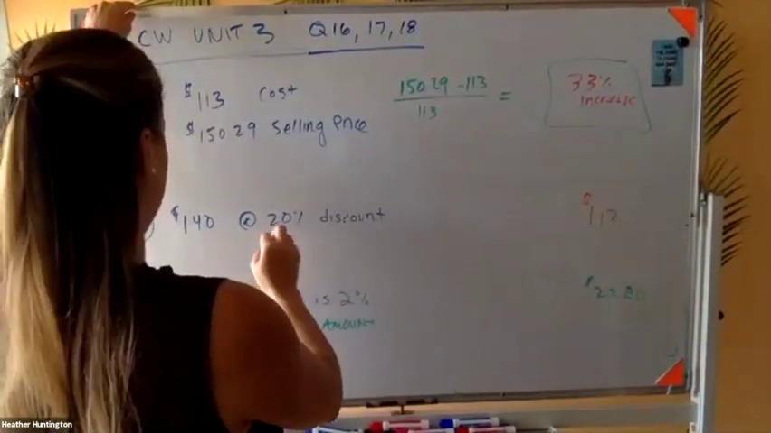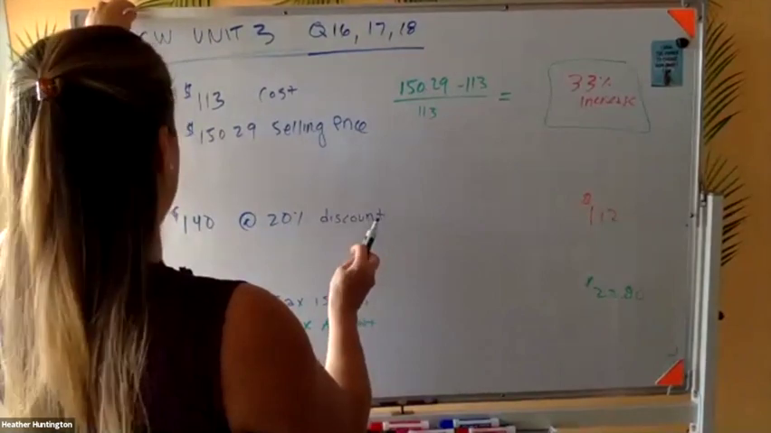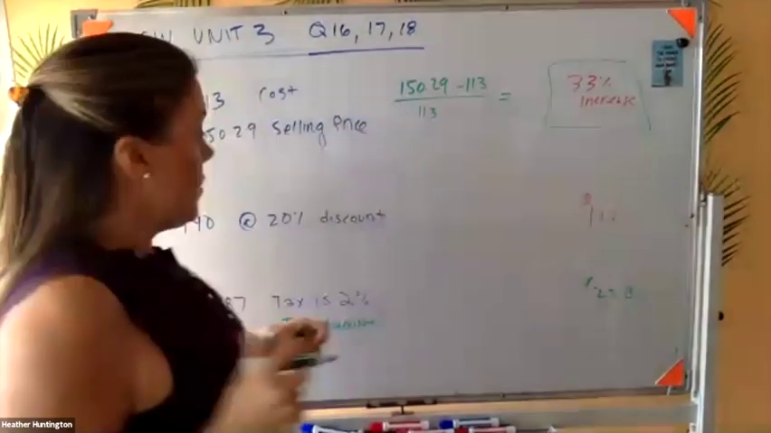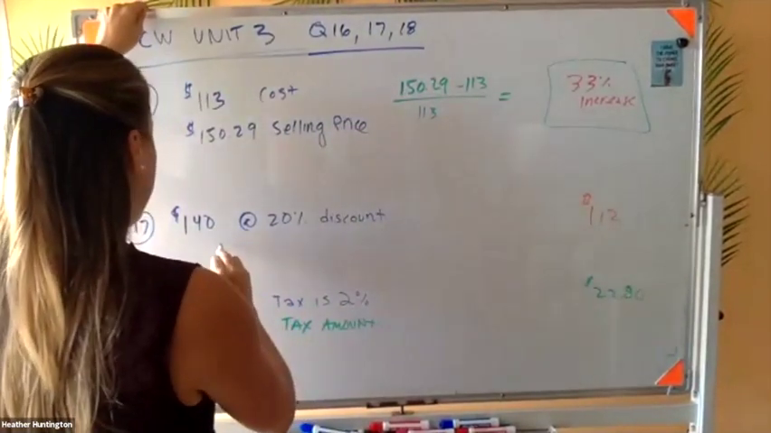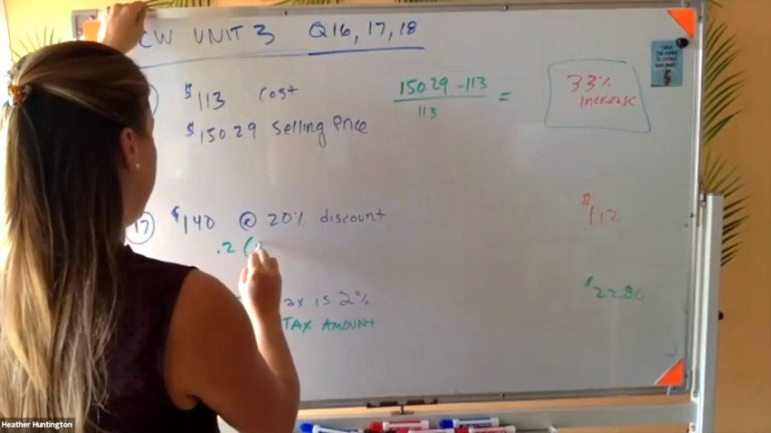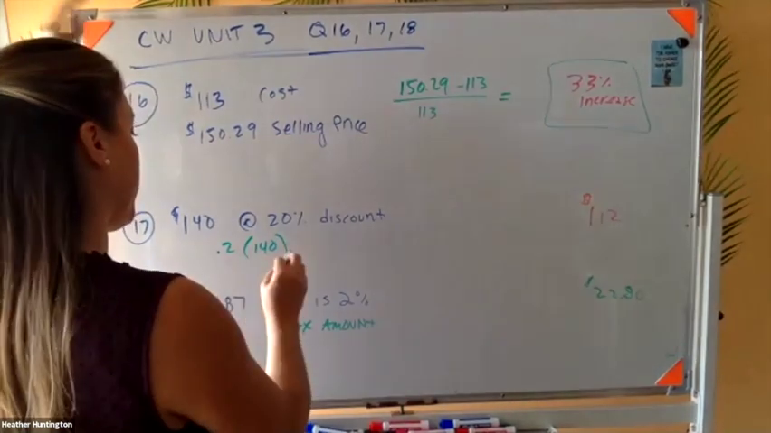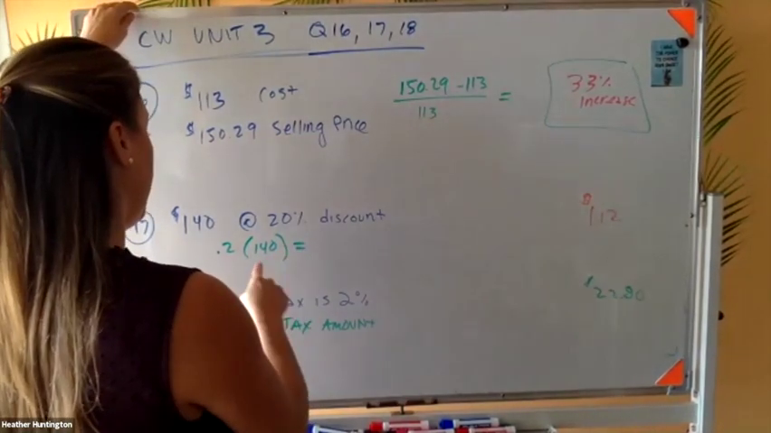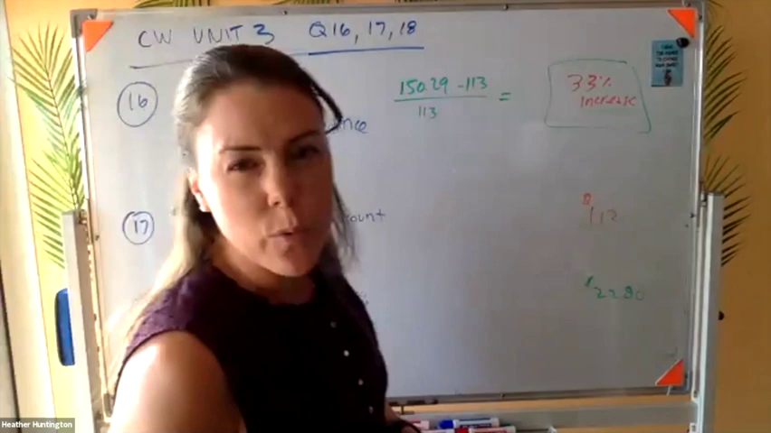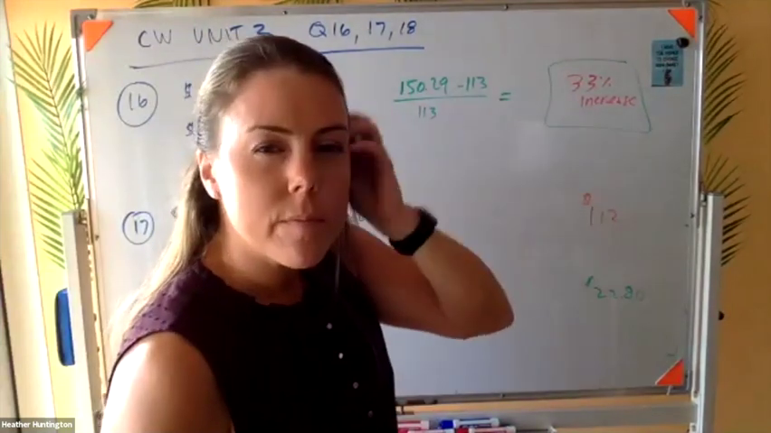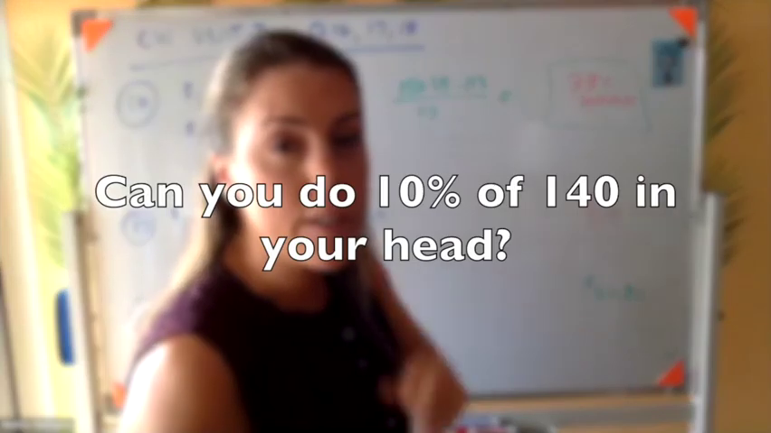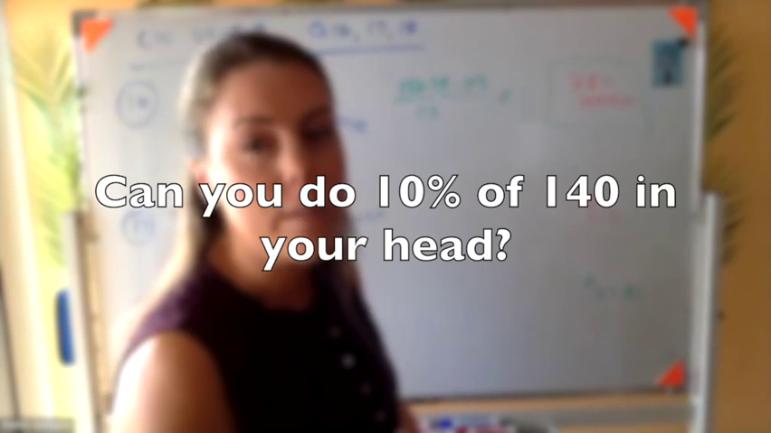Okay, and then number 17 at a 20% discount. So one way of doing this is finding 20% of 140. You can use the percent proportion or the percent equation. What's 10% of 140? Can you do that in your head? Don't touch your calculator. 10% of 140.